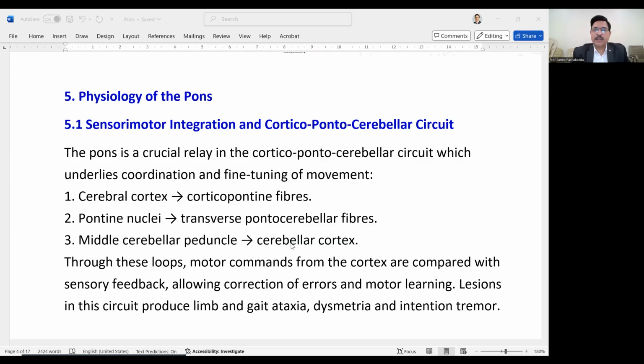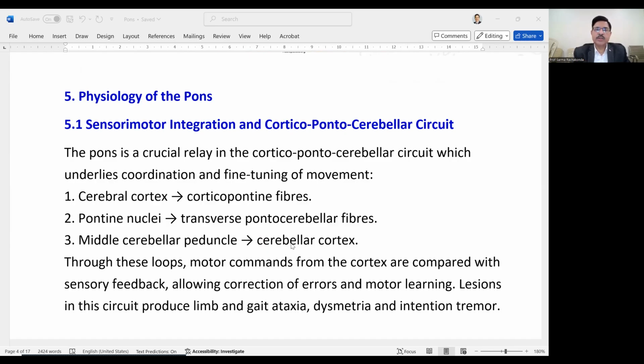So cortex tells the pontine nuclei. The first order neurons start in the cortex and end in the cranial nerve nuclei of 5, 6, 7, 8 nerves. Okay. And these nuclei further relate to the respective organs, to the face or to the vestibule or to the trigeminal part, the masseters and all that. Whereas the pontine nuclei connect to the cerebellar fibers. So corticopontine and then pontocerebellar fibers. Then middle cerebellar peduncle to the cerebellar cortex.